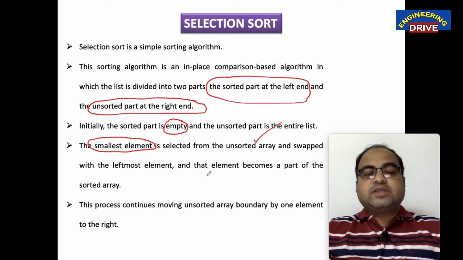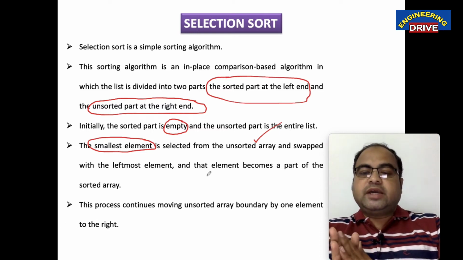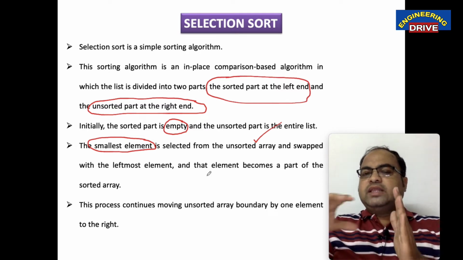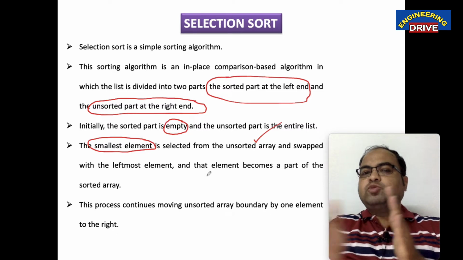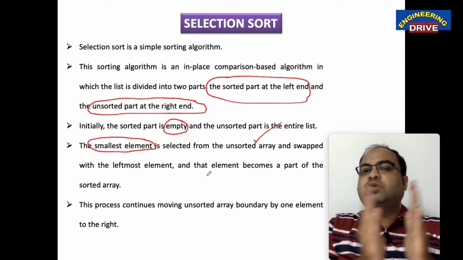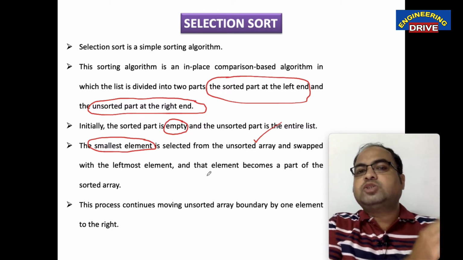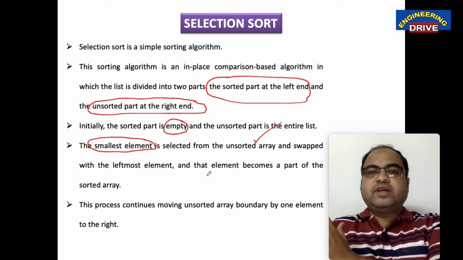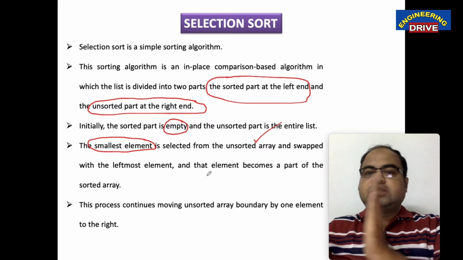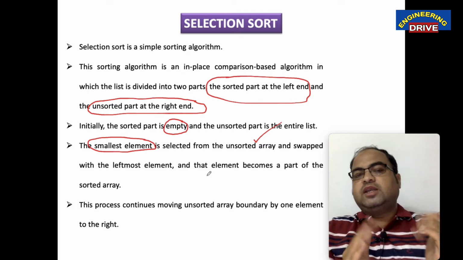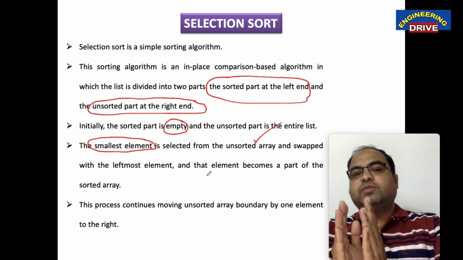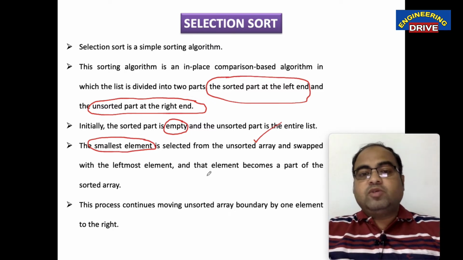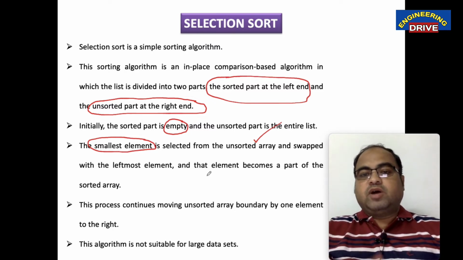Next point. This process continues, moving the unsorted array boundary by one element to the right. Slowly the elements in the unsorted array will come to the left side. Once the elements come to the left side, they become part of the sorted array, and automatically the size of the unsorted array will reduce, because all the elements will be shifted to the left of the sorted array and the elements will decrease at the right side in the unsorted array. Now let me tell you one example after this point.